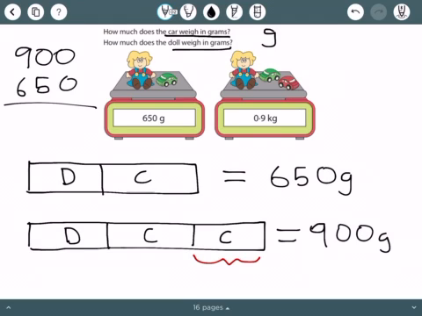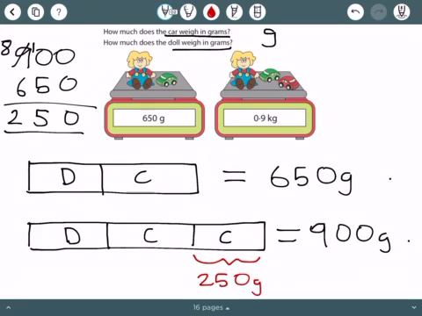So we'll do our ones column first. 0 ones, take away 0 ones equals 0 ones. 0 tens, take away 5 tens we can't do, so we borrow 100, so that 900 becomes 800, and this no tens becomes 100 and no tens. Take away 5 tens is 5 tens, and 800s take away 600s is 200s. So the difference between these two totals is 250.